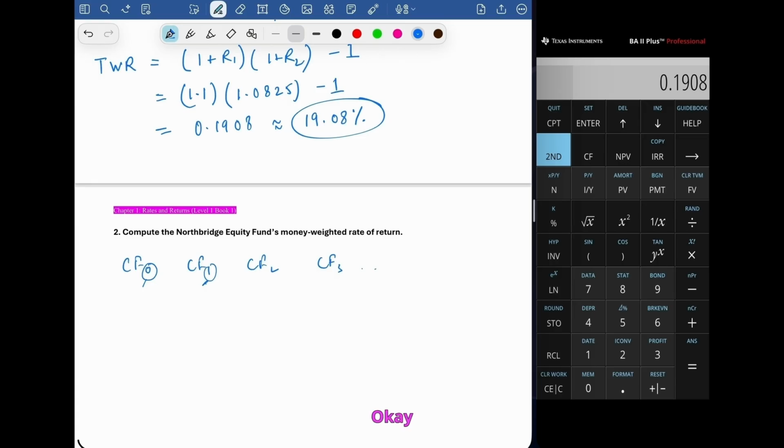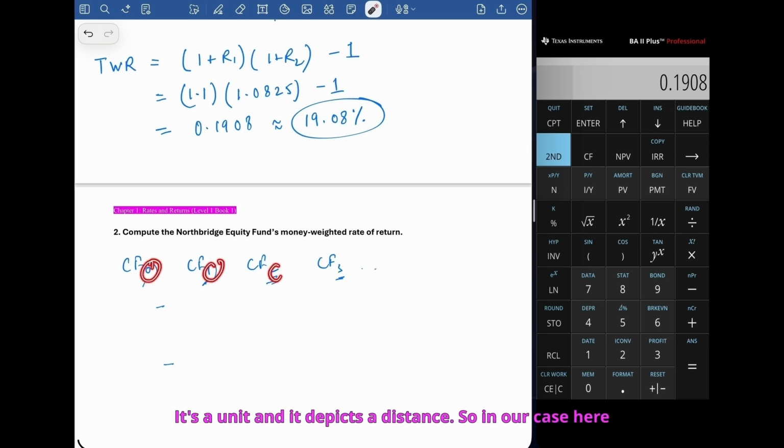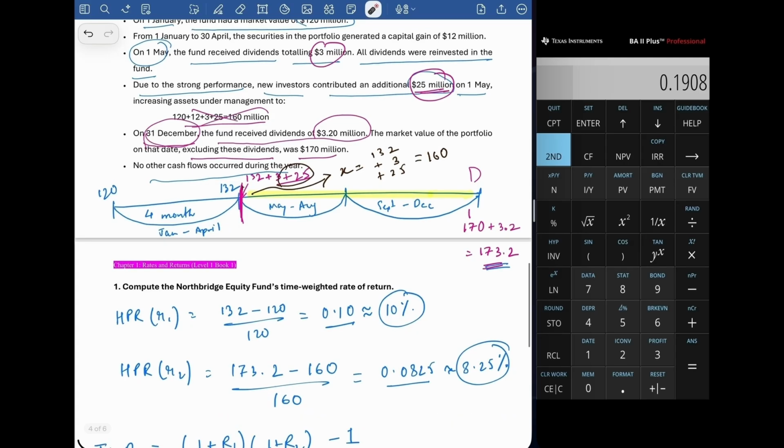1 is like the distance. It could be a year, could be 1 month, could be 1 quarter, could be anything. 2 is again a distance, 2 unit distance, 3 unit distance. As I told you in the last video, if you are not aware, please go and revise it so that it will be easy for you to understand. What I mean by this is that this 0, 1 or 2 is a unit and it depicts a distance. So in our case here, this would be CF0.